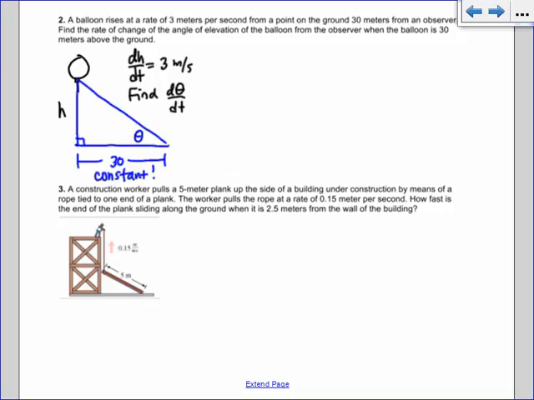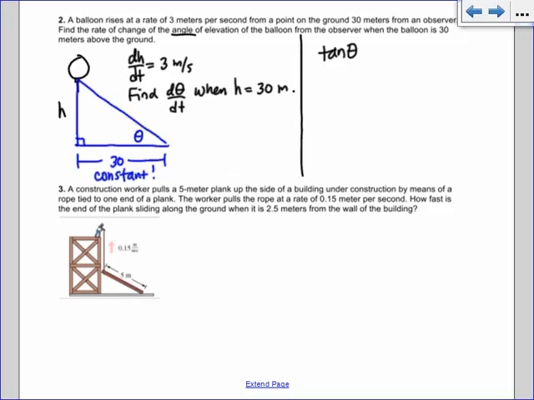So it says find the rate of change of the angle when h is equal to 30 meters. Okay, that's our task. So we want to come up with some kind of equation that relates theta, h, and 30. So does anybody know what kind of equation we use?